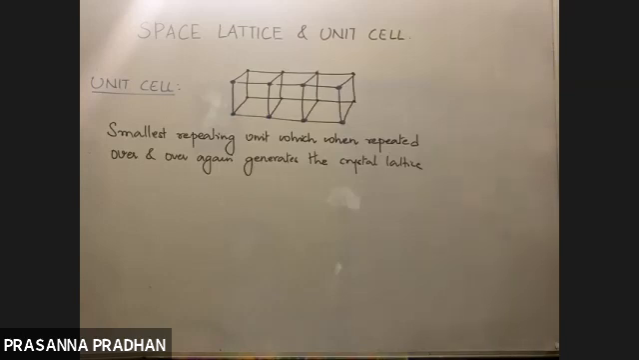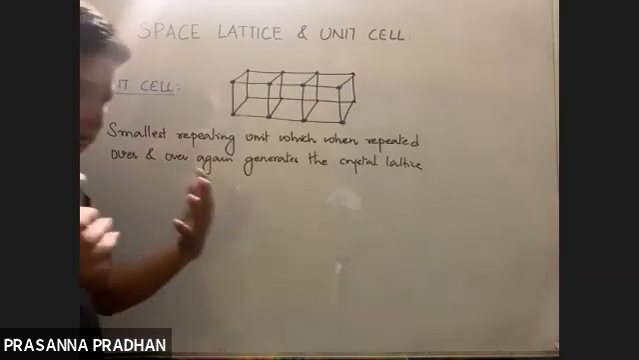So those are getting repeated over and over again. These smallest repeating units are known as a unit cell. Got it? What is a unit cell? So how do you get a unit cell? By joining the lattice points.